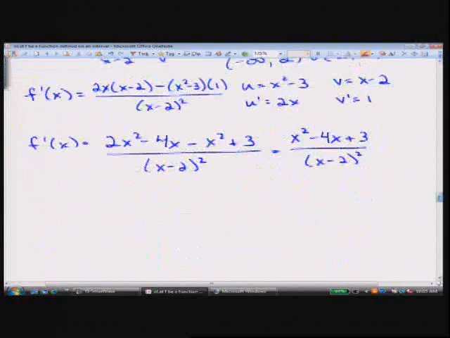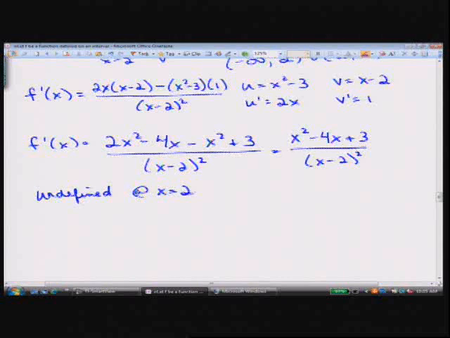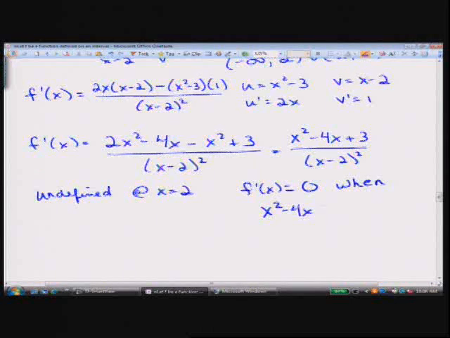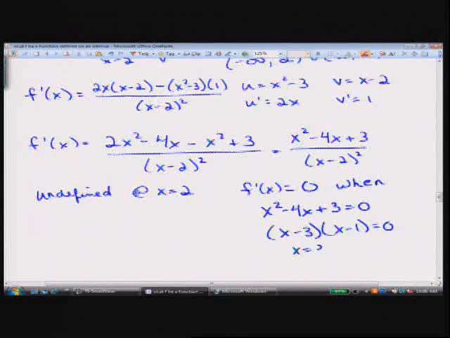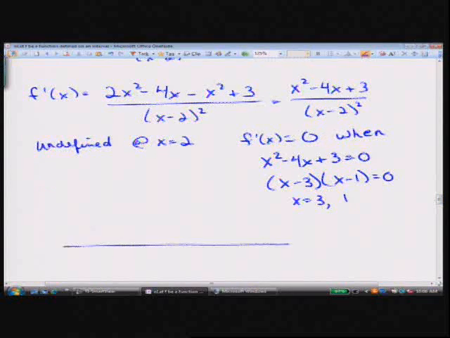Now remember, we're trying to find where the derivative is either undefined or equals 0. We know it's undefined at x equals 2, but that was a domain problem, so that was already accounted for. Now it equals 0 when the numerator equals 0, which is x squared minus 4x plus 3 equals 0. So this is x minus 3 and x minus 1. So at 3 and 1, we have critical points, also at 2. We will draw a number line and put 1, 2, and 3 on it.